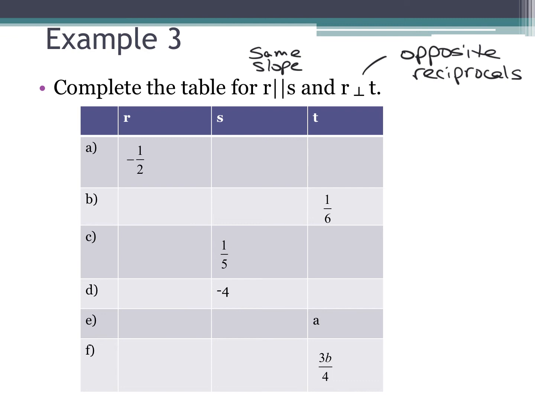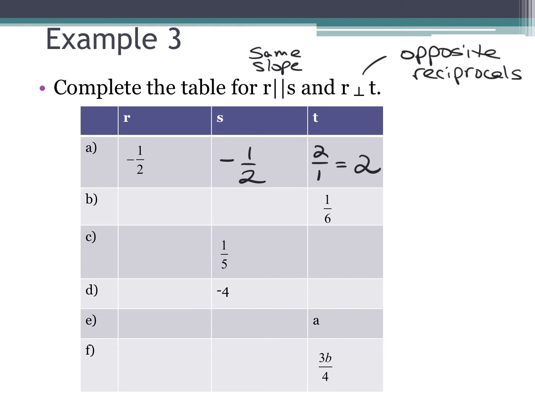So if R is -1/2, then S is also -1/2 because they're parallel. Now when R is perpendicular to T, this is where we change the sign and flip the fraction upside down. So 1/2 becomes 2/1, and I can simplify that to 2.